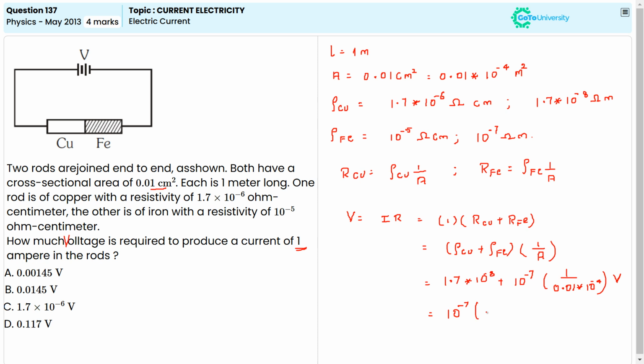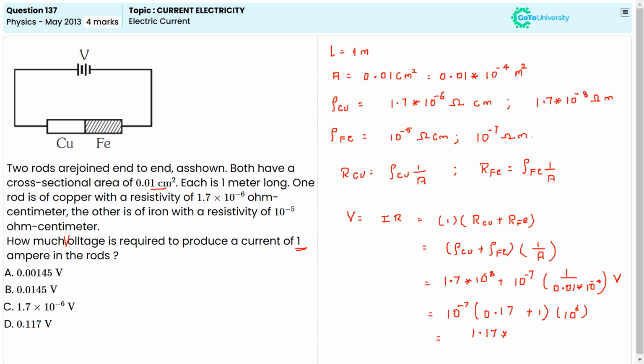If I take the common factor, it becomes 0.17. Instead of 1.7, I will write 0.17 plus 1, times 10 to the power of, this 0.01 is nothing but 10 to the power of minus 2. This is in the denominator, so we can take it as plus 2, and the 10 to the power of minus 4 will come into the numerator. This becomes 10 to the power of 6. Then we get the answer. Here 10 to the power of plus 6 is there, 10 to the power of minus 7 is there.